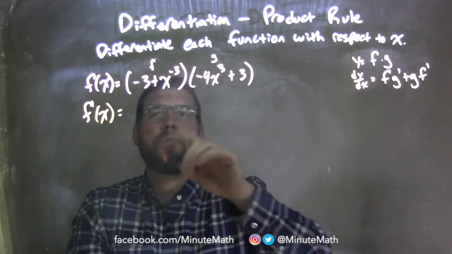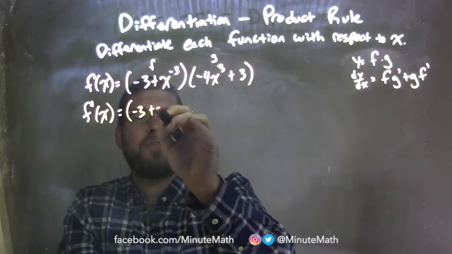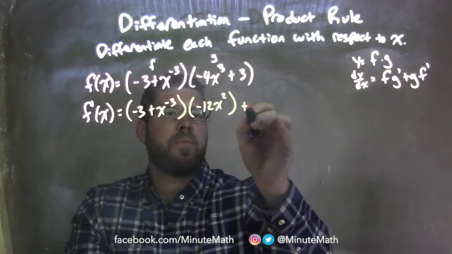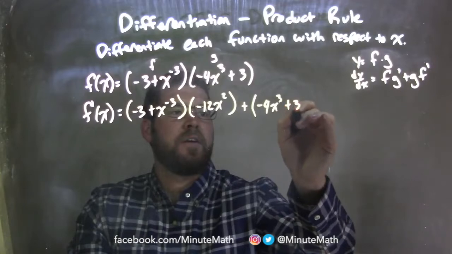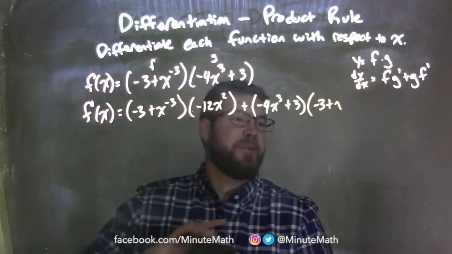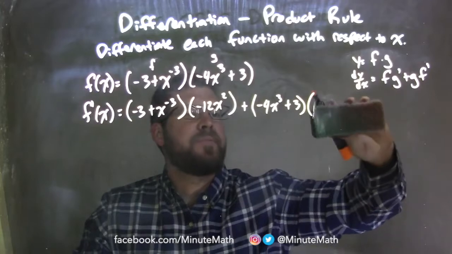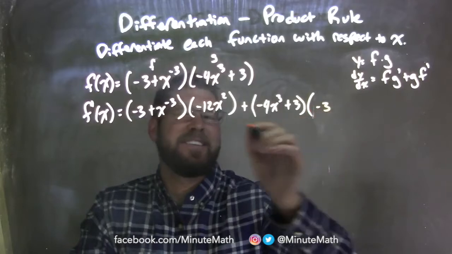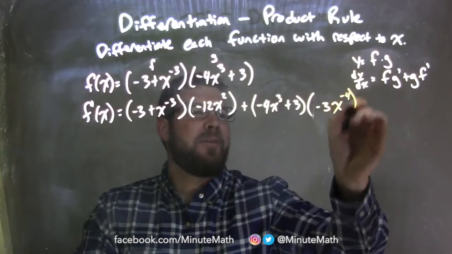Okay? So our product rule states f, it's written right here, and once we take the derivative, it's f, so negative 3 plus x to the negative 3rd, times g prime, which is negative 12x squared, plus g, negative 4x to the 3rd plus 3, times f prime, which is negative 3 plus, that's not the derivative, I'm rewriting f there. I need to take the derivative. Remember your own rules, John. Okay? Derivative of that is just a negative 3, the negative 3 comes out, x to the negative 4th power. Okay, I guess I could have kept it.